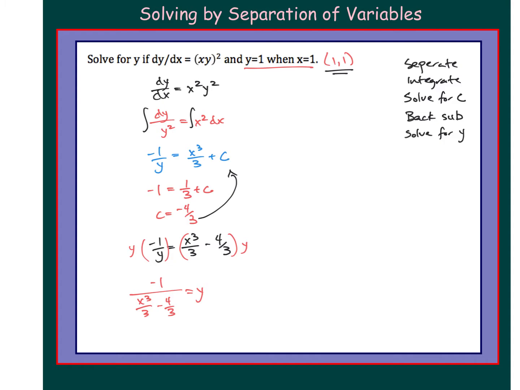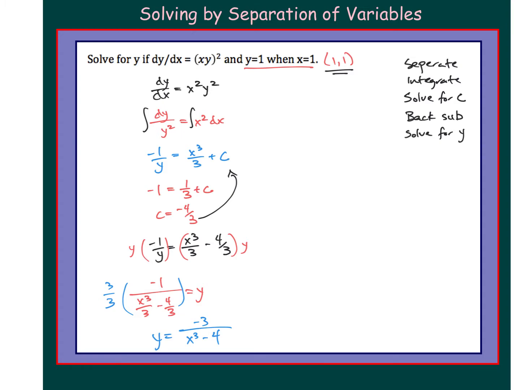Now, if it's a free response question, they will take that. They really will. However, if it's a multiple choice question, that will not be the answer. What will they make you do? Multiply by 3/3. So when we multiply everything by 3/3, we end up with y equals -3 over x cubed minus 4. They might have that.